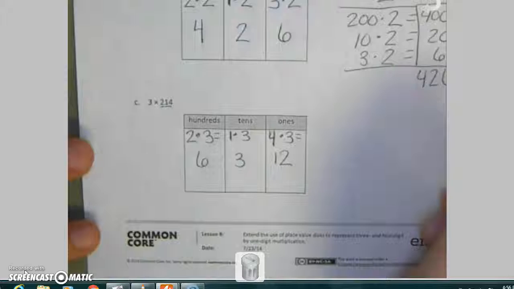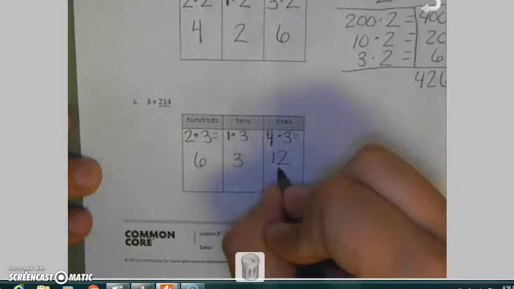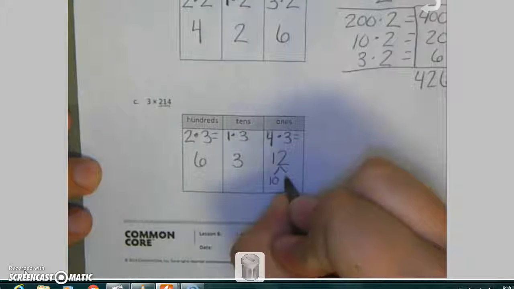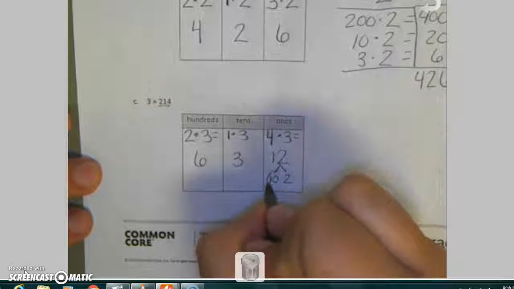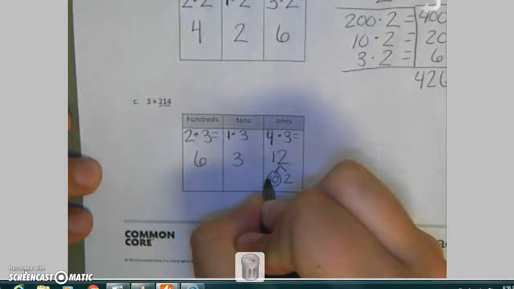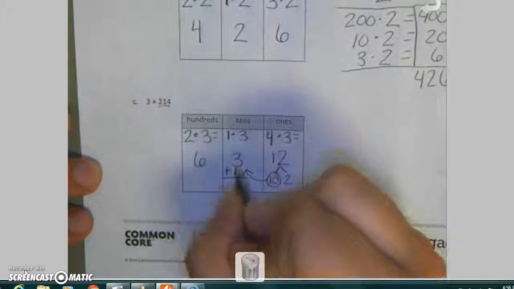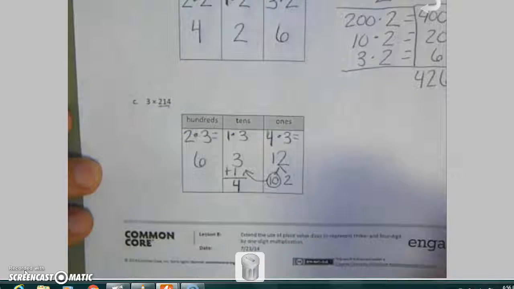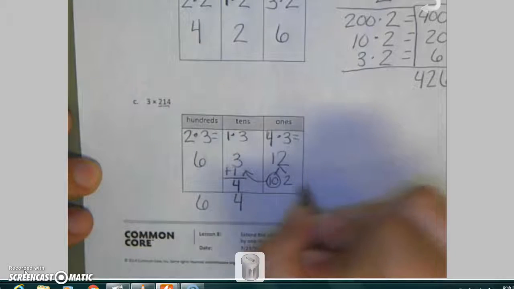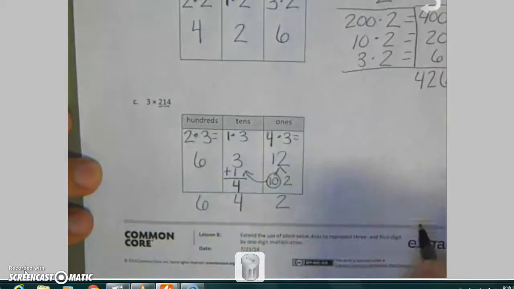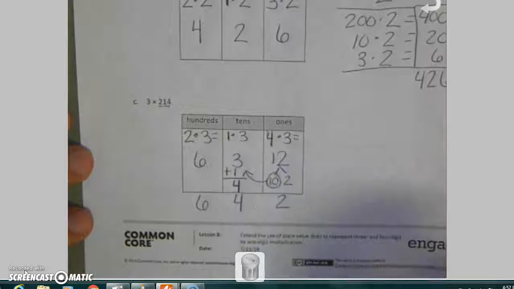But here I run into a problem. Since I have 12 ones, I can make a group of 10 and a group of 2. And I know that 10 ones will give me an extra 10. So if I add 1 ten to my already 3 tens, I now have 4 tens. So my final answer is 6 hundreds, 4 tens, and my leftover 2 ones that I didn't compose into another 10. So my answer is 642.